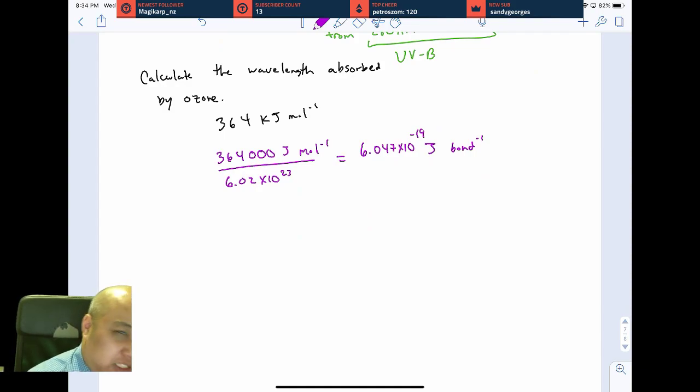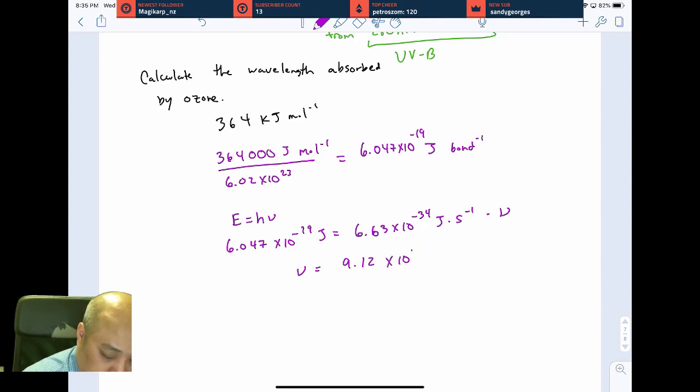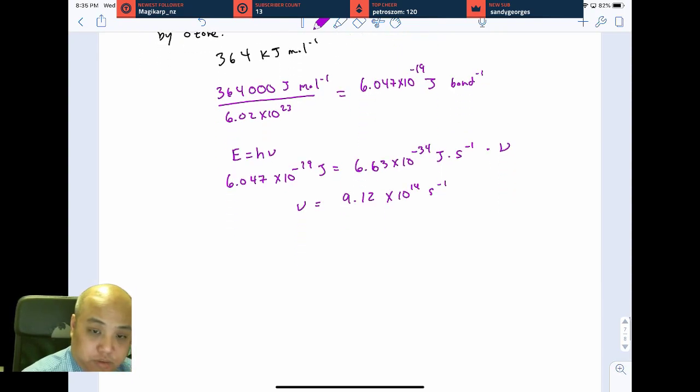And then we can apply, this is a little bit topic 2, but still something that you want to think about here, E equals h nu. So energy, 6.047 times 10 to the negative 19th joules, is equal to Planck's constant, 6.63 times 10 to the negative 34th joule-seconds, times frequency. So we divide by Planck's constant, and we get a frequency of 9.12 times 10 to the 14th hertz.